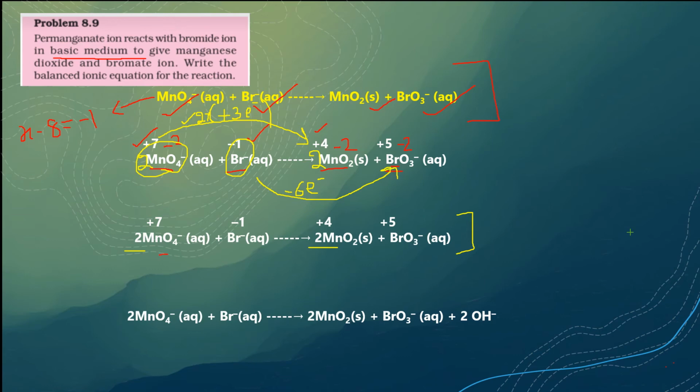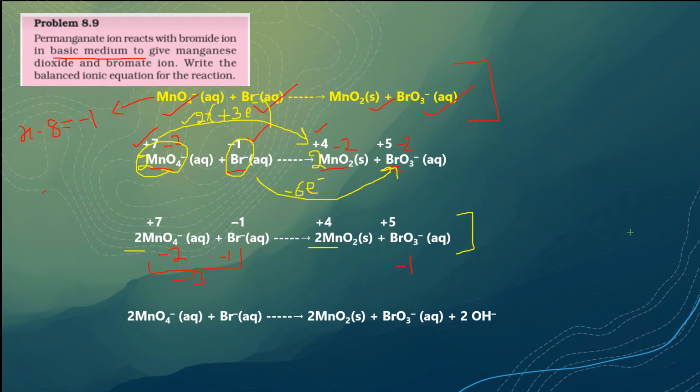Once I reach this stage, it has to be -2 here because there are two permanganate ions. Each one is having -1 charge. Br has -1. So how many total charges here? -3. On the right hand side, I can see only one negative charge. MnO2 is neutral. So I have to make the charges equal on both the sides.